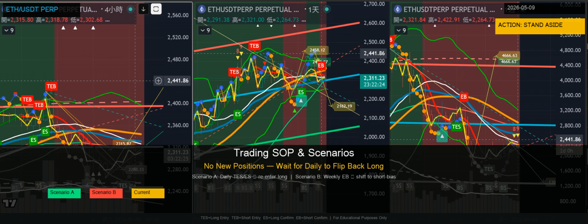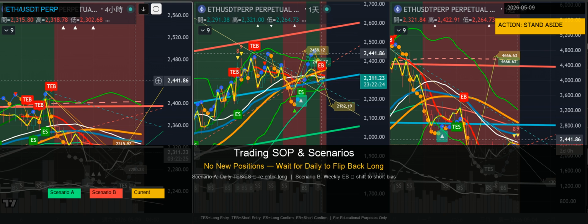Here is your standard operating procedure for each scenario. If you are currently flat, do not open any new position. Wait for the daily to resolve its current EB structure. You need to see the daily flip back to long before entering a new long. Alternatively, if the weekly also prints an EB or TEB, then the macro direction has shifted to bearish and you can look for short entries.